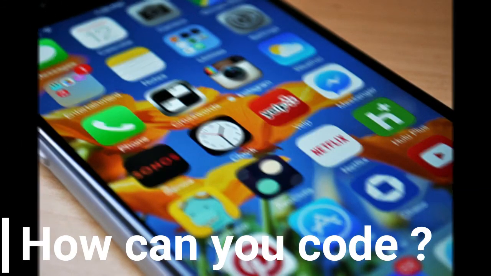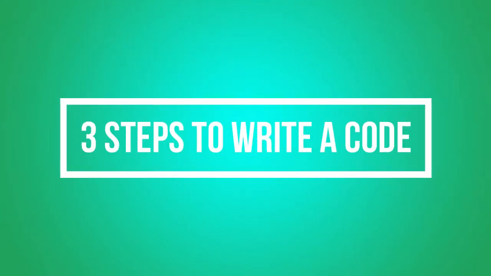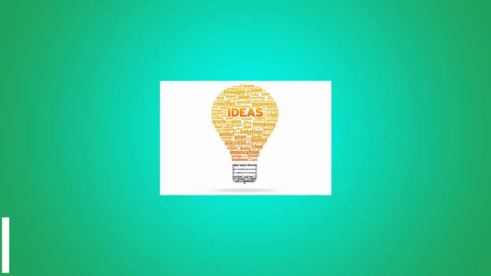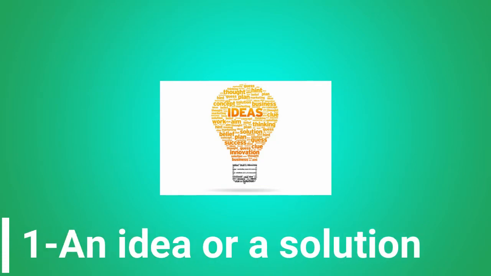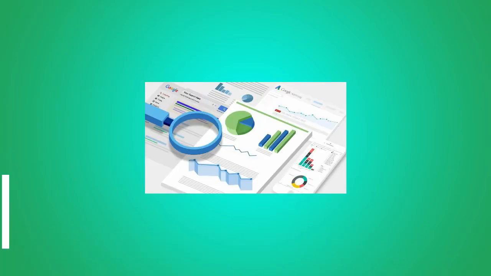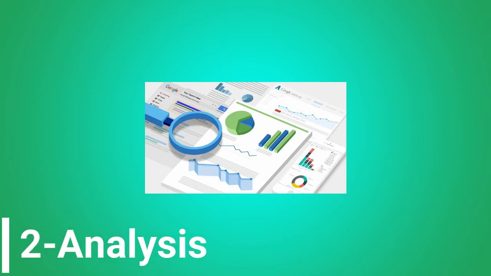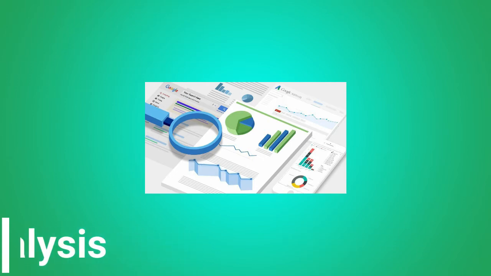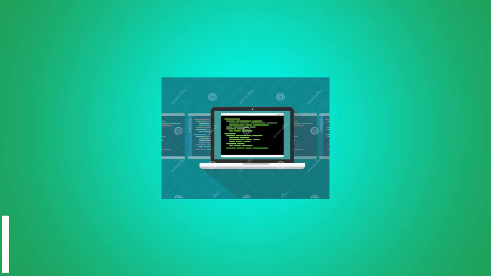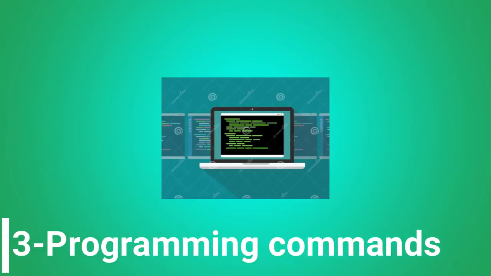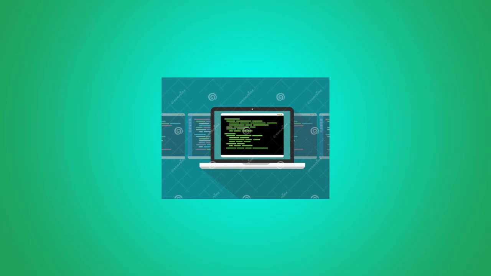But how can you code? There are three main steps to write a perfect code. First step, an idea or a solution for a problem. Second step, analyzing the idea and convert it into an algorithm. And it's considered the most important step. Final step, converting that algorithm into programming commands. Sounds confusing, right? Let's take an example.